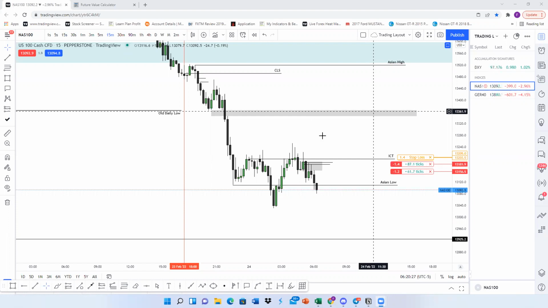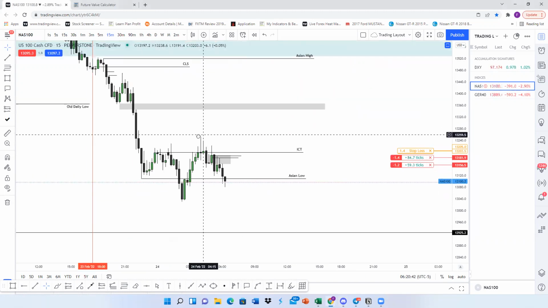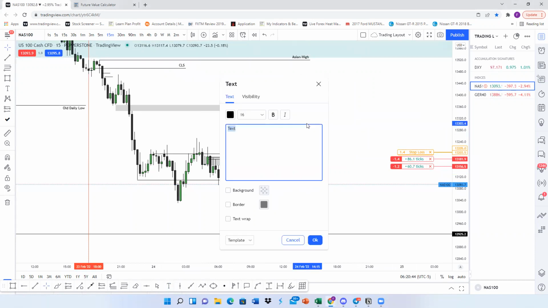What I want to talk to you about in this video, for you to study, is displacement, structure, and fair value gaps. Structure, displacement, and fair value gaps. I'm going to tell you exactly what a fair value gap is.